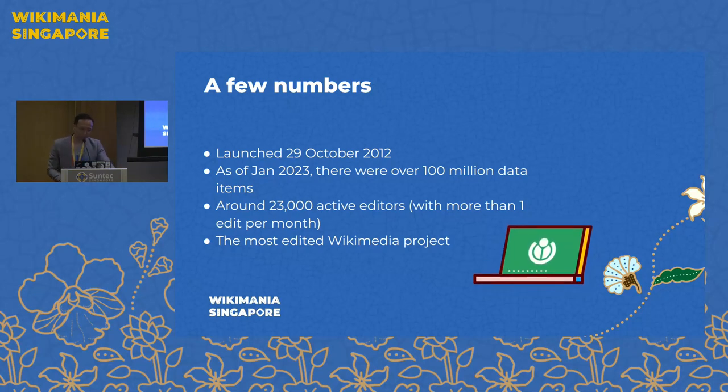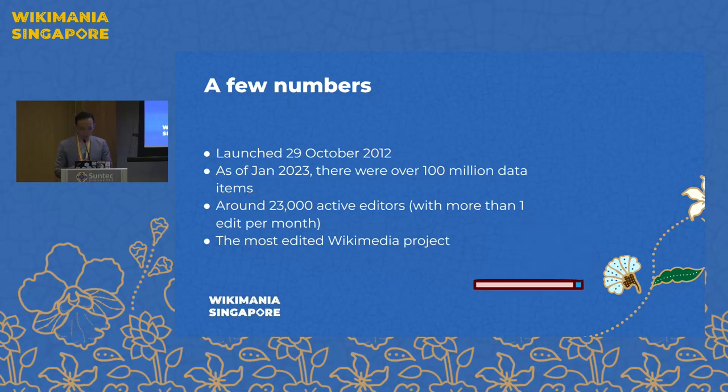A few quick numbers. Wikidata was launched on the 29th of October in 2012. Last year, we celebrated the 10th anniversary of Wikidata. So this year it is actually the 11th year of Wikidata. And on 28 and 29 October this year, we are celebrating the Wikidata conference that Wikimedia Germany is co-organizing with Wikimedia Taiwan. If you have not seen anything about WikidataCon, just go online and type WikidataCon 2023. You will see more information to learn more about Wikidata.